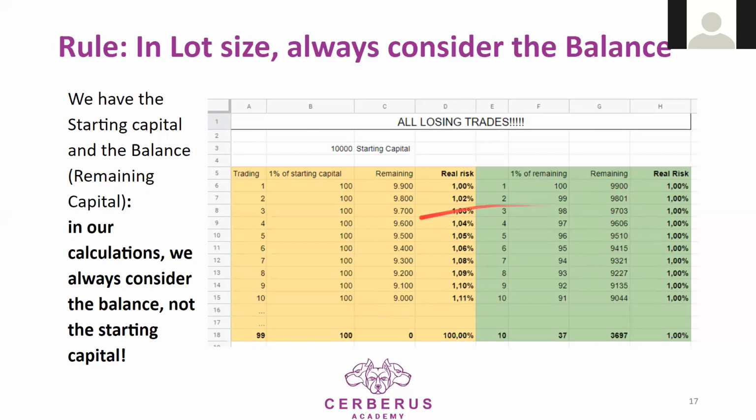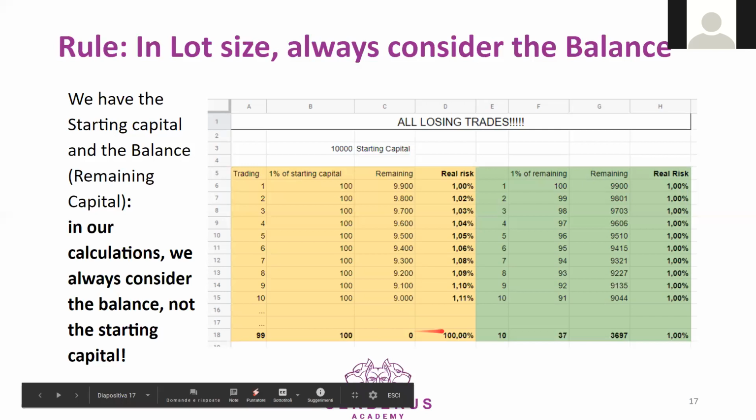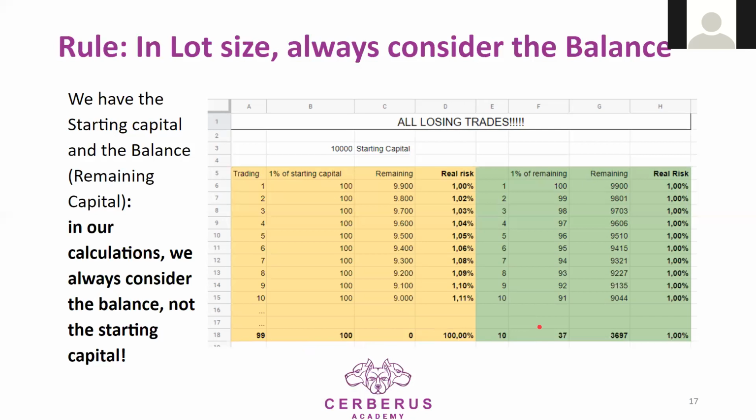In this case, the risk remains the same, and the calculation in Excel will tell you how much you are risking. After 100 trades, in the first case you have a nice rounded 0 in your account because your risk was 100%. In the second case, you will still have 3,700 euros. Of course, it's just a math exercise, but it explains that the risk calculation has to always be on the remaining balance that we have and not on the starting capital.